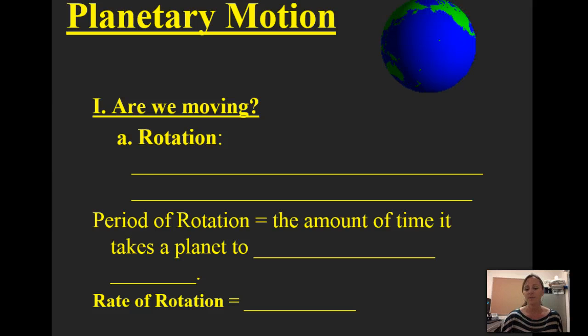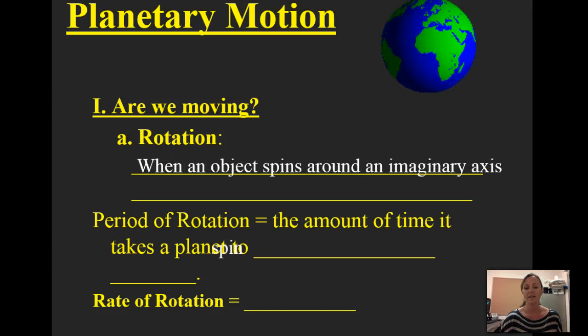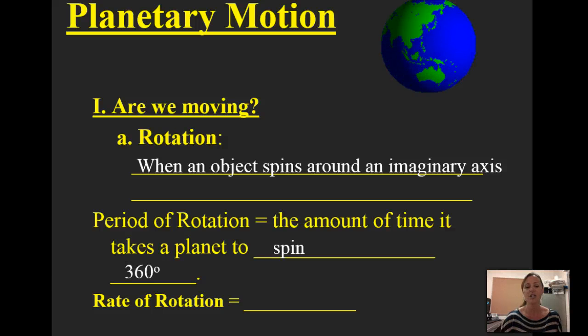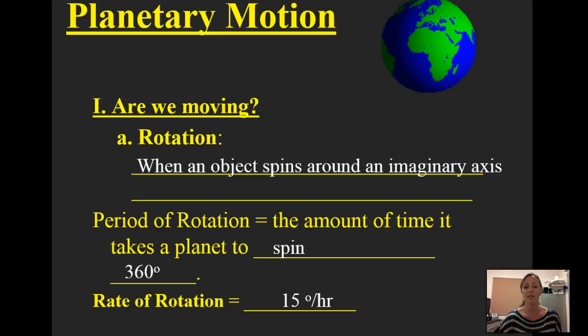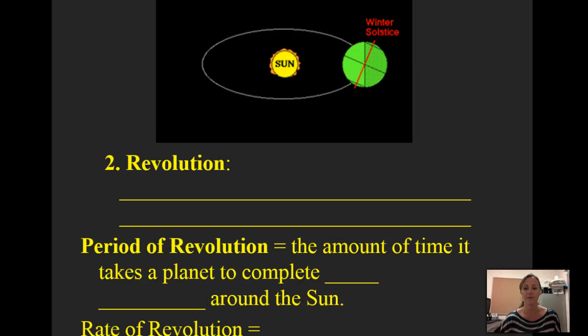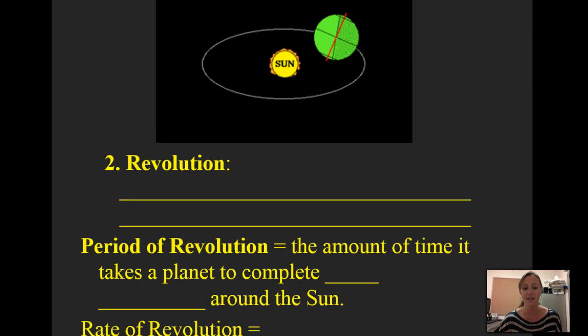Are we moving? Well, the answer, of course, is yes. And the definition of rotation is when an object spins around on an imaginary axis. The period of rotation is the time that it takes for a planet to spin in that 360-degree circle. The rate of rotation for our planet is 15 degrees per hour. This is familiar to you. Hopefully you remember this from when we spoke about this earlier in the year.